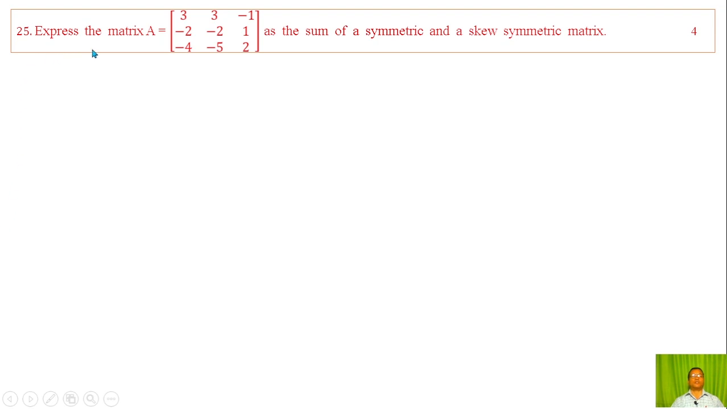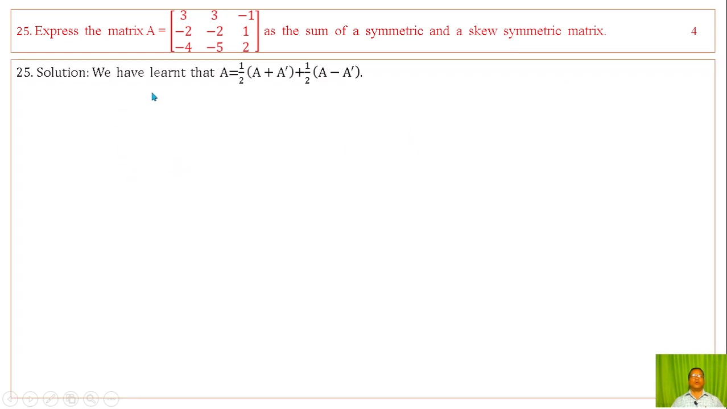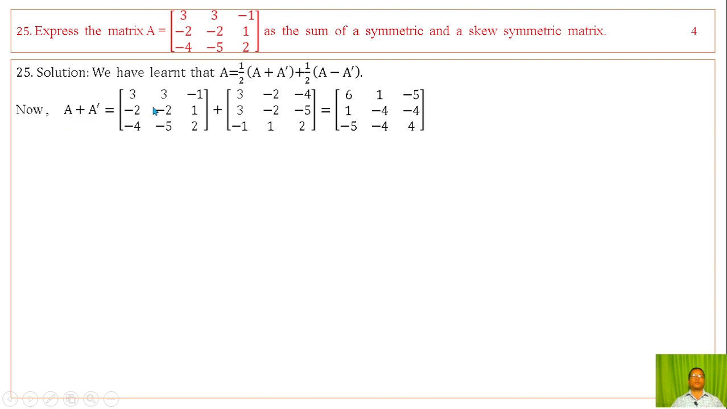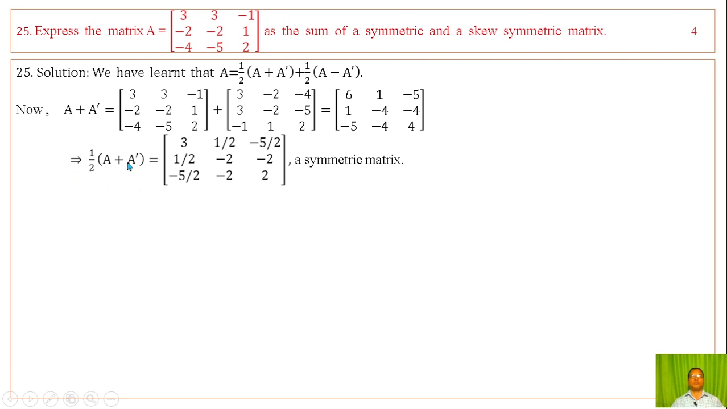Question number 25. Express the matrix A as the sum of a symmetric and skew-symmetric matrix. 4 marks. We have learned that A can be expressed as half of A plus A transpose plus half of A minus A transpose. Now A plus A transpose, A is this whose transpose is this, and summing up we have this. Half of this matrix, dividing by 2, we have this, which is symmetric matrix.